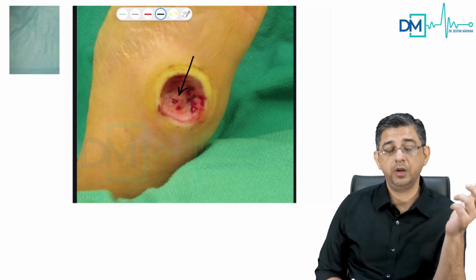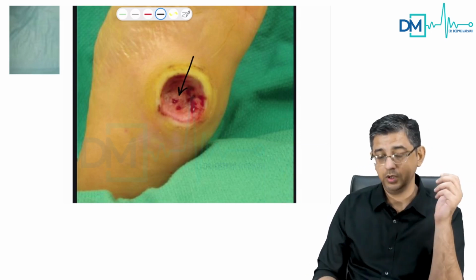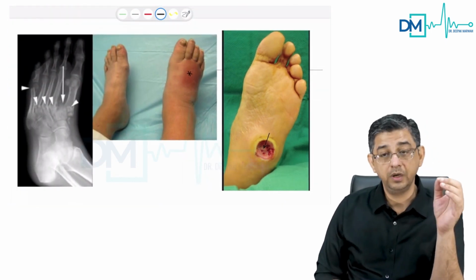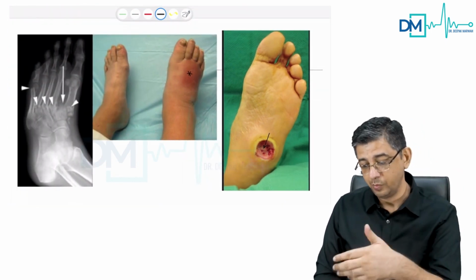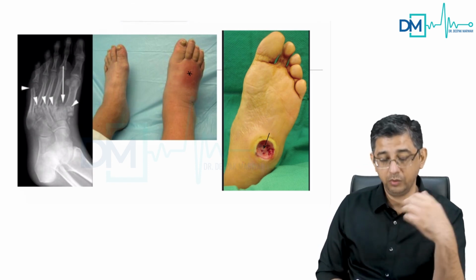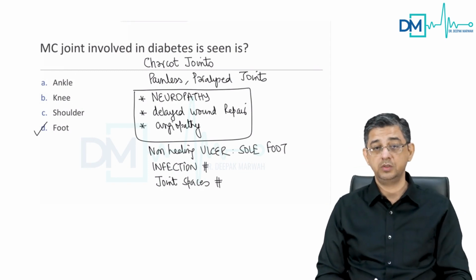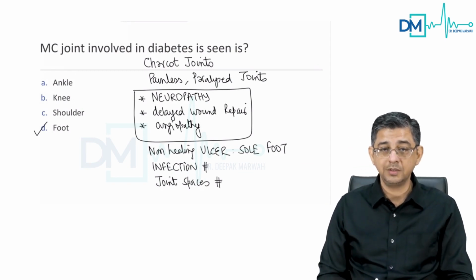Non-healing ulcer in a diabetic, on the heel of the foot, you would usually get it. So these are the manifestations that are usually going to be encountered in diabetic patients, and it is the small joints of the feet that are primarily involved in this particular disease. So coming back to the question, it simply said, what is the most common joint involved in diabetes mellitus? The answer would be the foot.